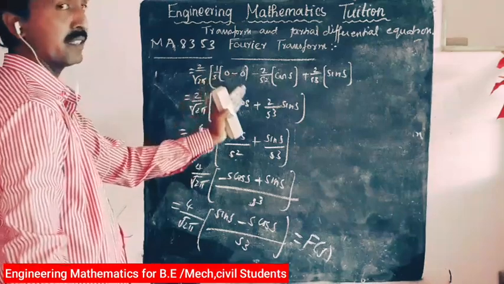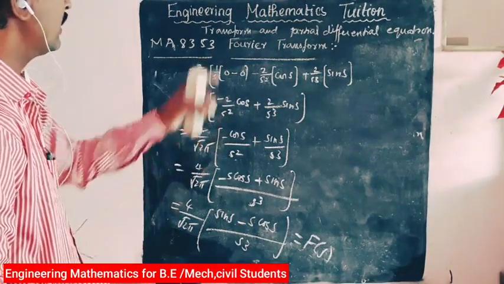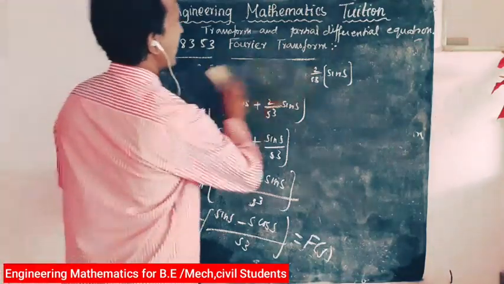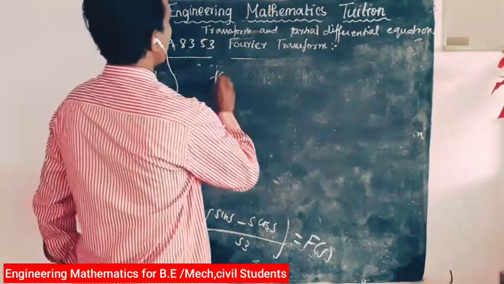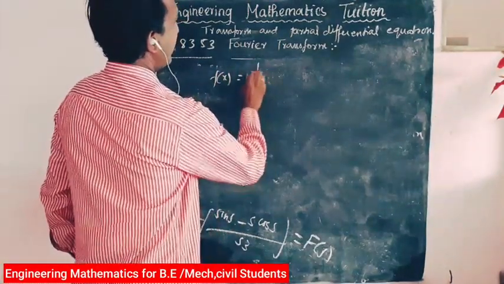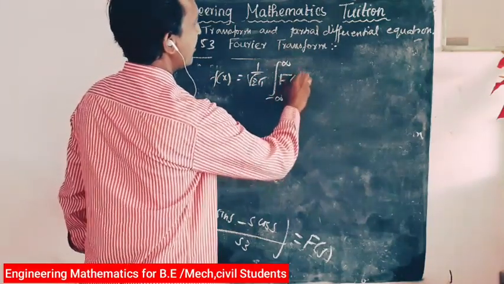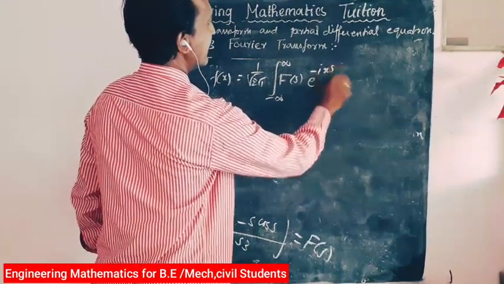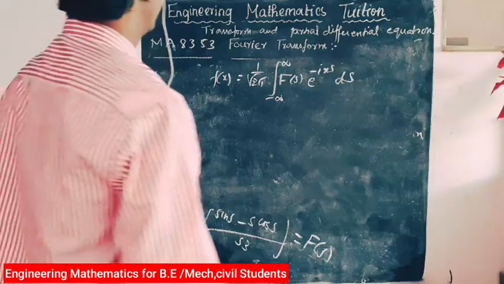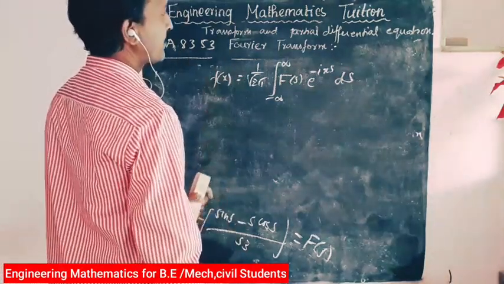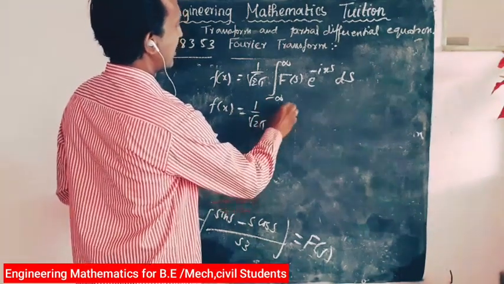Now, you find the second part, the deduction part. You are using the inversion formula. So, f of x is equal to 1 by root of 2 pi integral from minus infinity to plus infinity of capital F of s into e power minus i x s ds. So, the purpose of the inversion formula is to find the deduction, the first part. So, that is f of x is equal to 1 by root of 2 pi, you substitute the values.